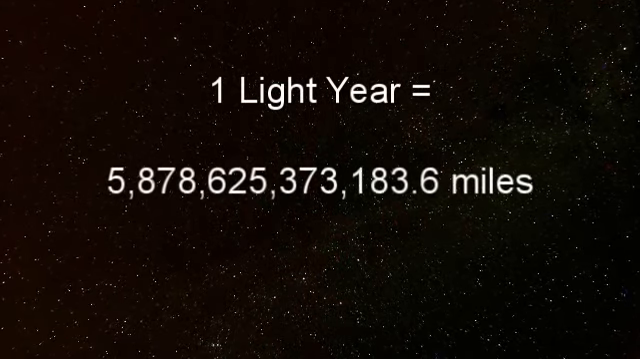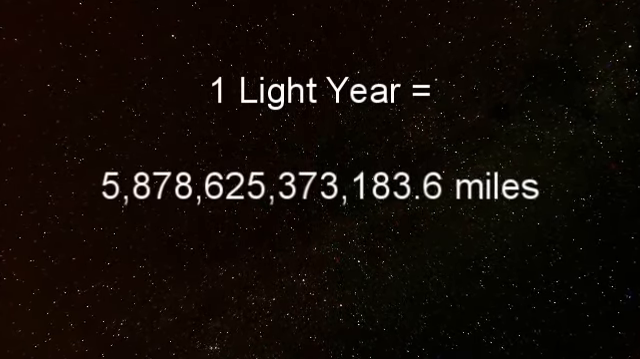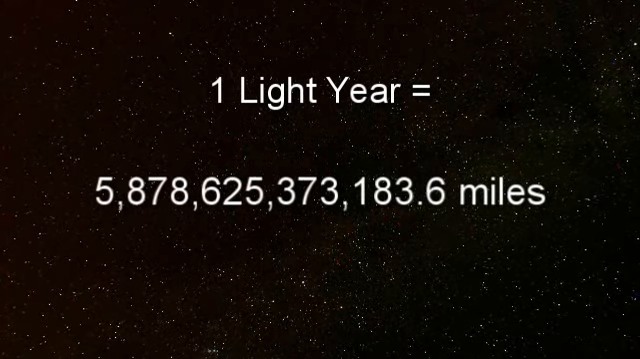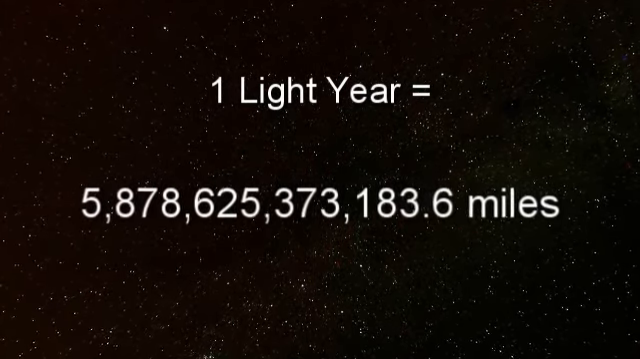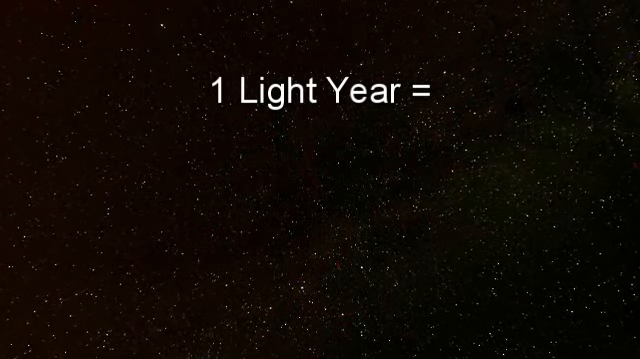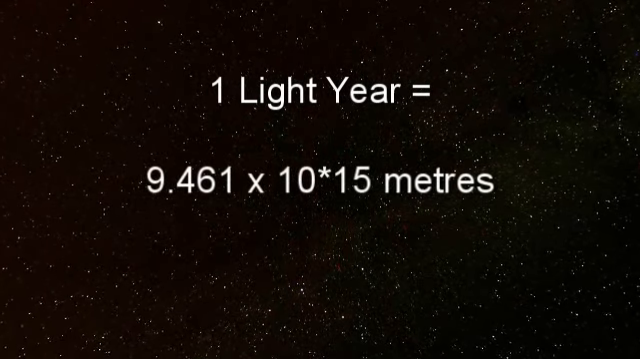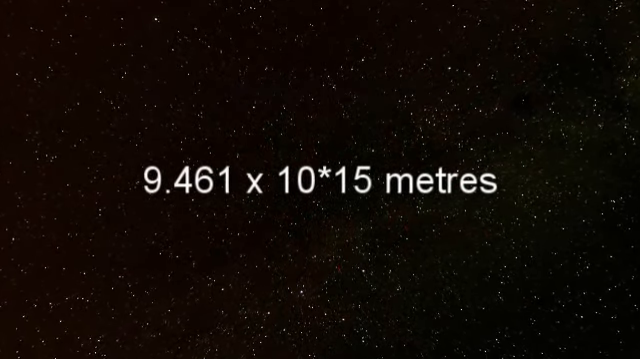Most people are familiar with the term light year. A light year is the distance light travels in 1 year: 5,878,625,373,183.6 miles, or 9.461 times 10 to the 15 meters.